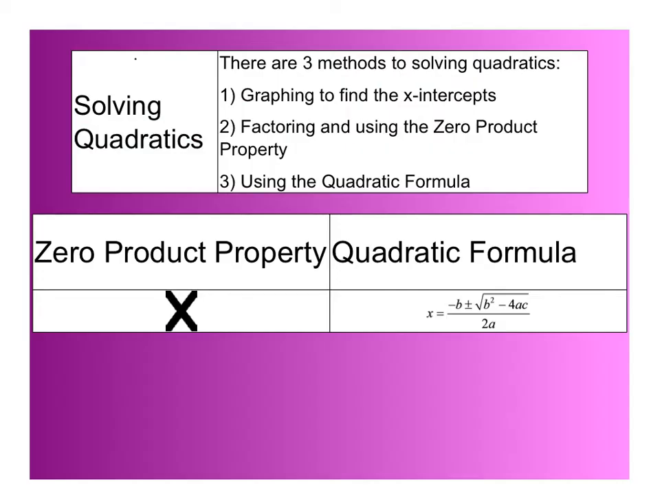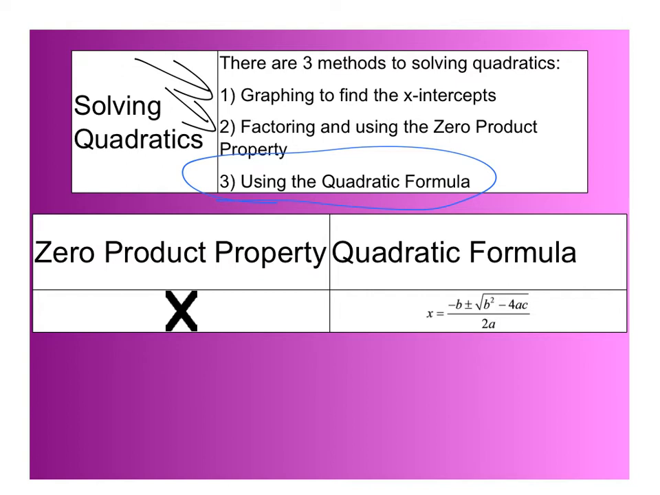So 3 ways to do it. One, I can graph it, which is probably the most inefficient way to do it. I can factor or use a zero product property, which is what everybody needs to be really, really good at. Or I can use quadratic formula. Quadratic formula, if you're good with it, will get you exactly your answers every single time. But there's a couple things you got to remember when you do that.